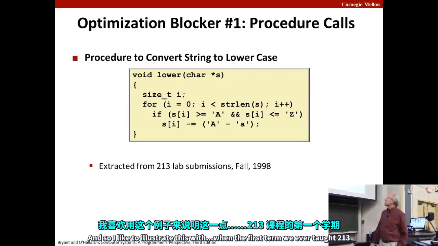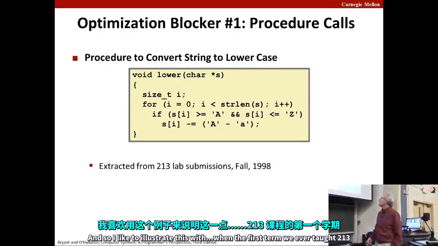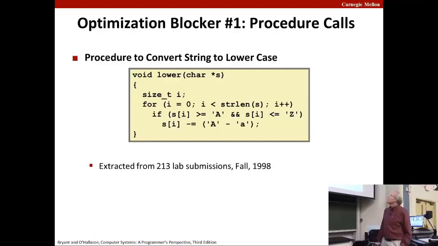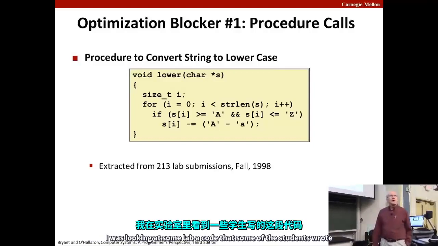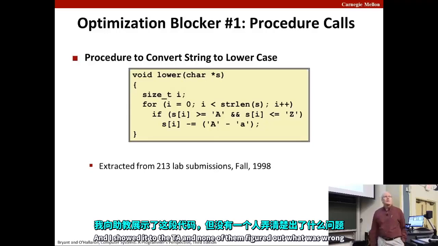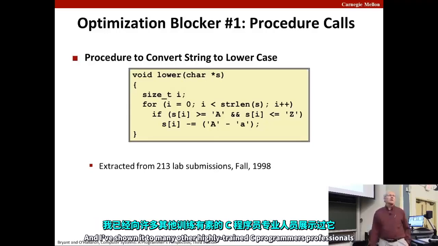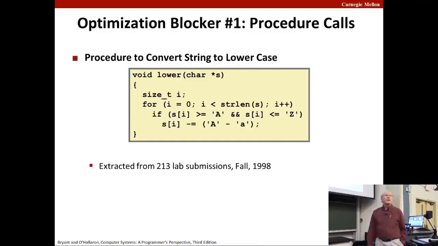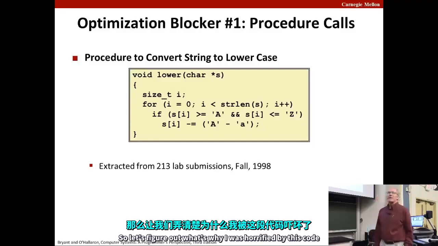I like to illustrate this with something from the first term we ever taught 213. I was looking at some lab code that some of the students wrote, and I was horrified by this code. I showed it to the TAs, and none of them figured out what was wrong. I've shown it to many other highly trained C programmers, professionals, and they go, looks okay to me. So let's figure out why I was horrified by this code.